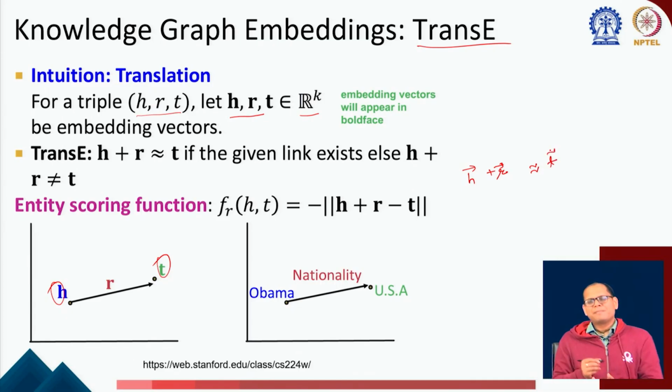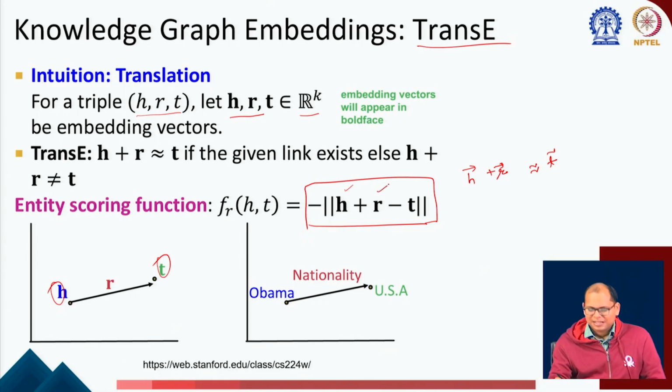If there is a link between them, otherwise it should not be similar, right? So what they can do is simply denote this particular scoring function. If they have h, r and t after you have learned all the embeddings, h plus r should be very close to t, and this is the scoring function.